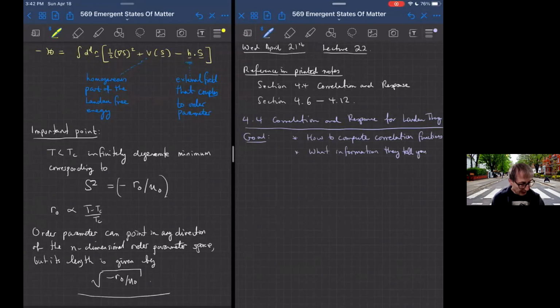And in general, what we're going to see is that there's this sort of connection between correlation and response functions. And we're going to see that these are rather general connections. And the ultimate goal of these things is that this connects spatial structure with thermodynamics.